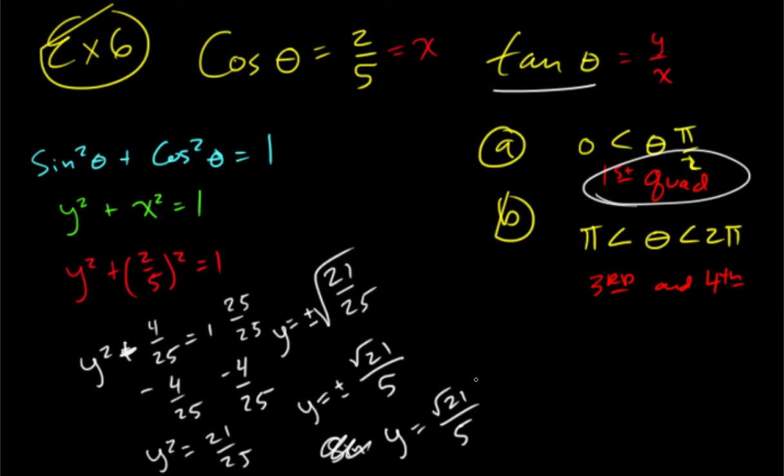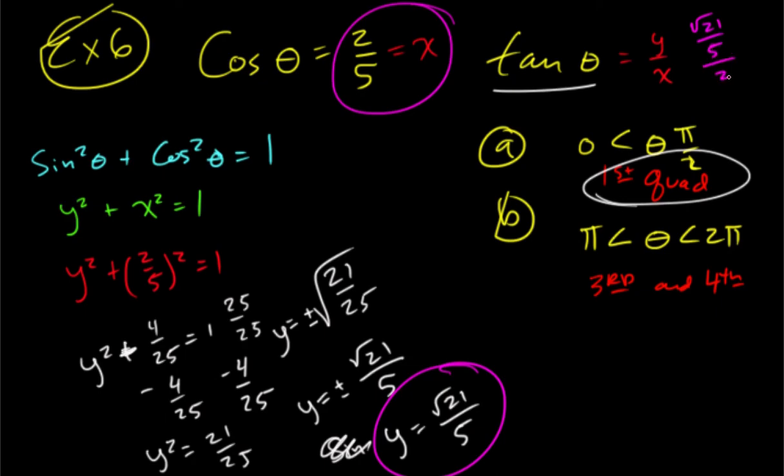Now to figure out my tangent value, I take this, and I take this, and I plug it in. So I get square root of 21 over 5 over 2 over 5. When you have fractions with fractions in them, if the denominators are the same, you can just cancel them, and so we get square root of 21 over 2. So that takes care of the first case.